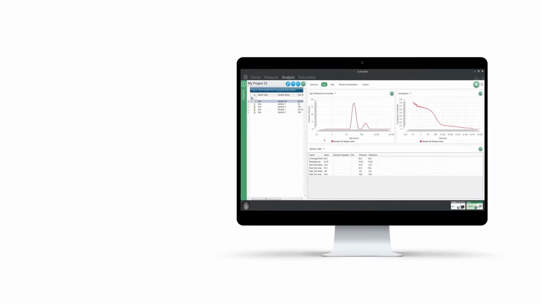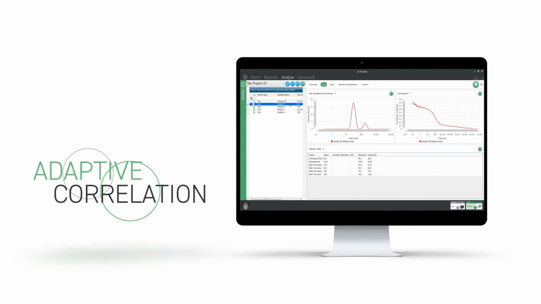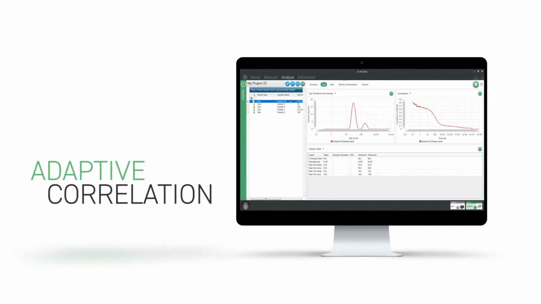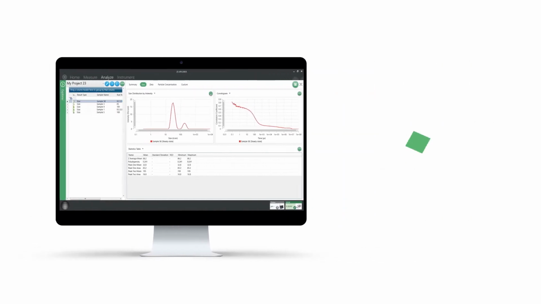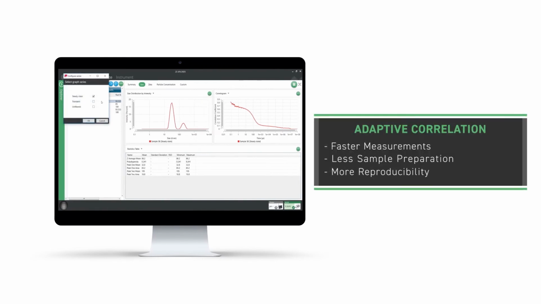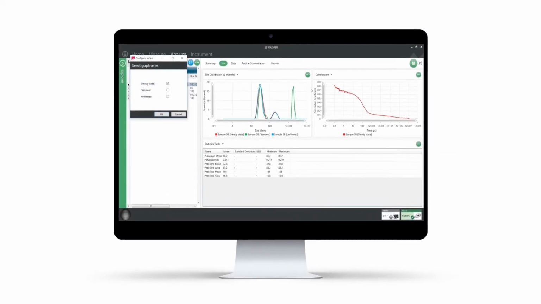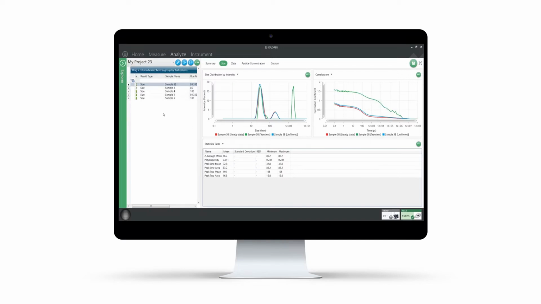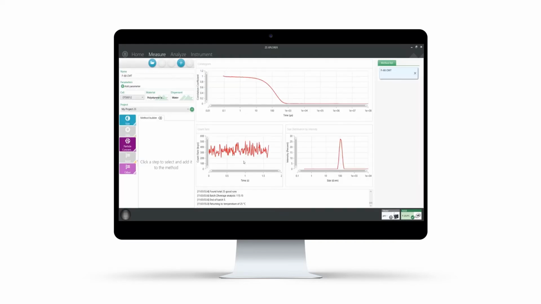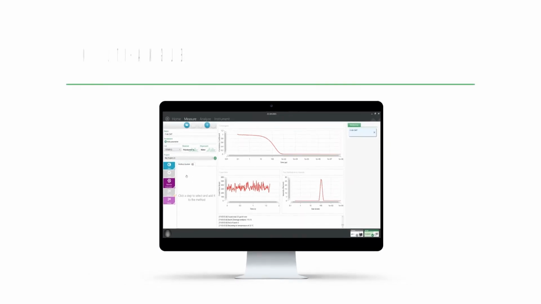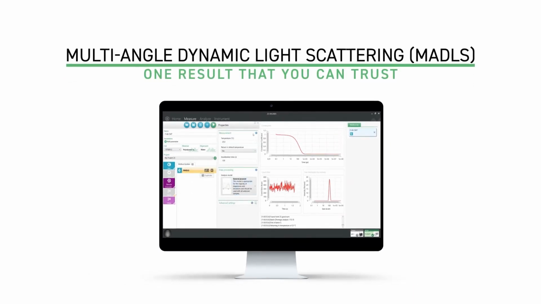Using a new analysis algorithm called adaptive correlation, it is now possible to get reproducible particle-size data faster and with minimal sample preparation, leading to greater confidence in your results and decision-making. This is achieved by separating sample signal from any external noise, such as that resulting from the presence of dust or other contaminants.